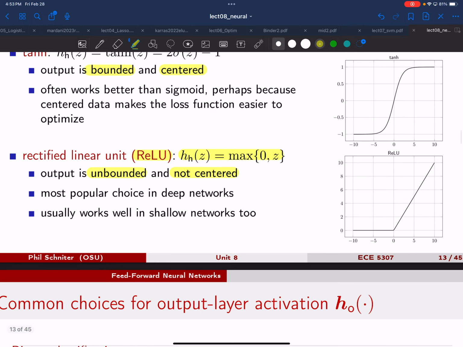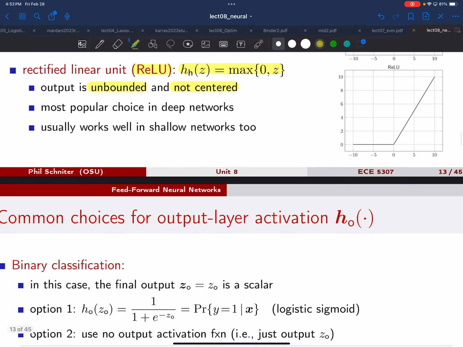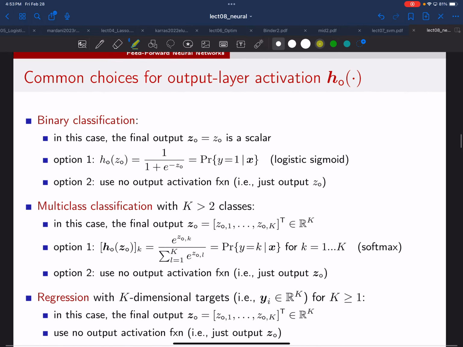Okay. So those are the hidden layer activations. What about the output layer?